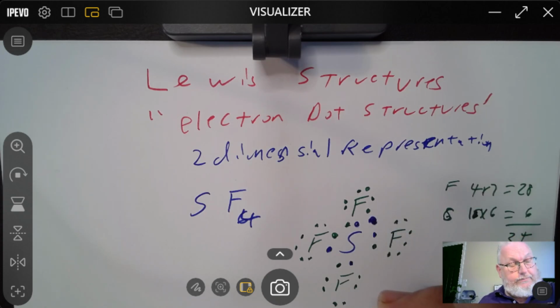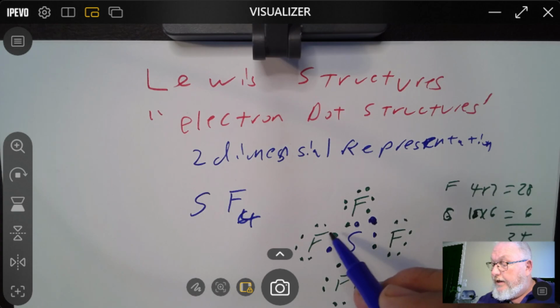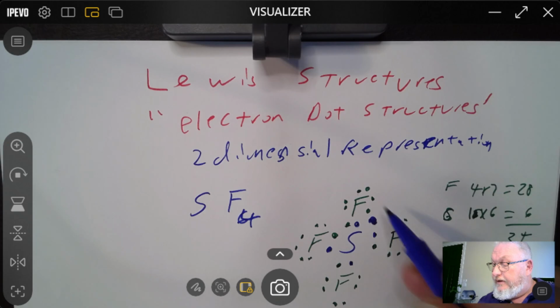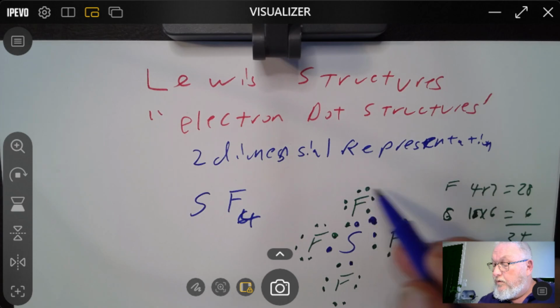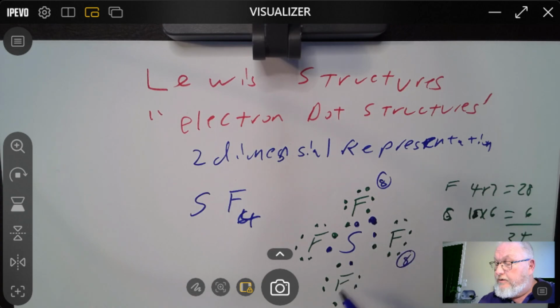I've got 8 there, 8 there, 8 there, and 8 there. I've got 8, 8, including the ones that are sharing. I got 8 there and 8 there. So that's a total of 32 electrons. That's E minus.